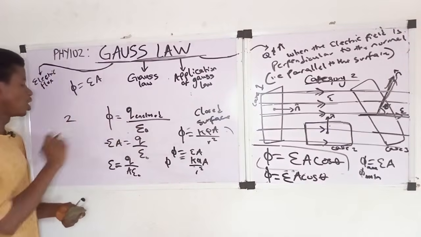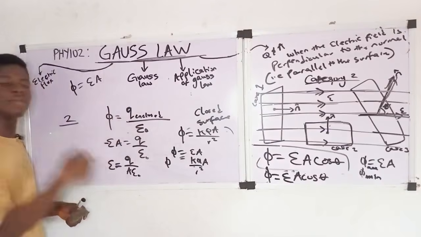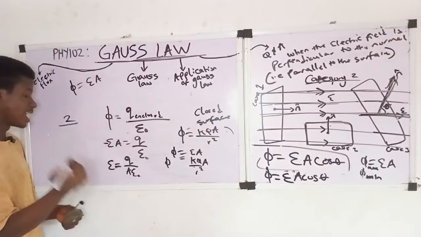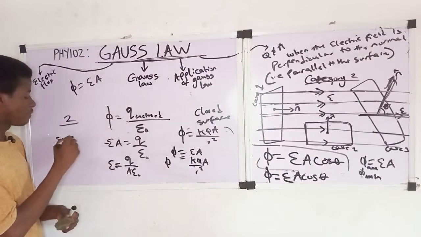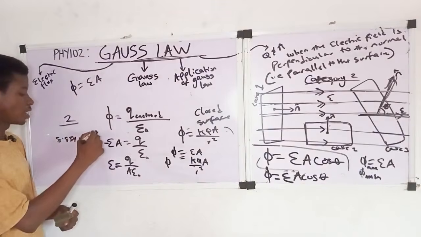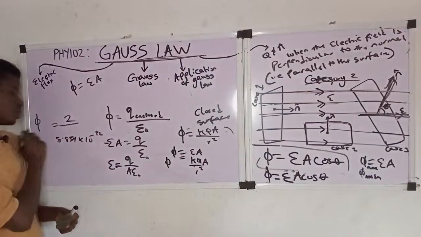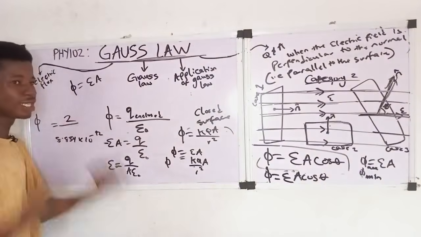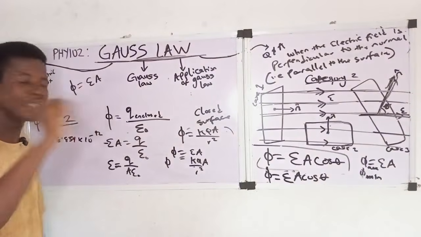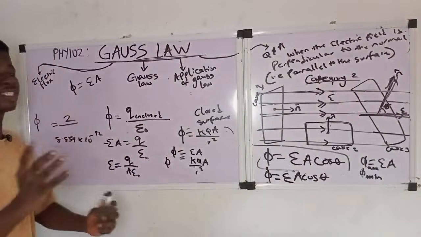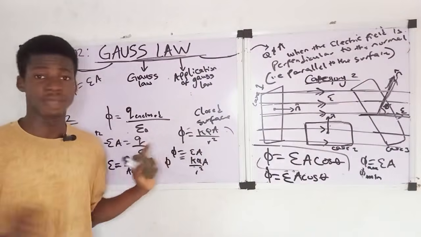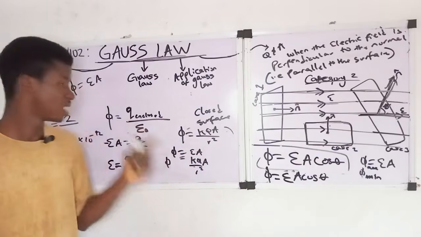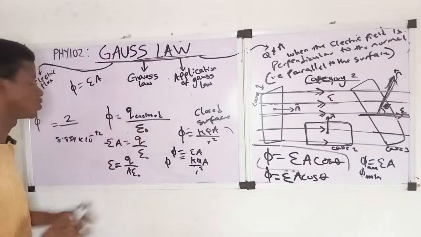Let's say the charge is 2. You put your charge divided by epsilon naught. Remember, what is epsilon naught? I told you, it's the permittivity of free space, which is 8.854 times 10 to the power minus 12. If you just do this, you get your answer, no matter the values they give you, as long as they give you the charge. It's not that you can't get the electric flux otherwise, but to be fast, once they give you the charge, divide it by epsilon naught, and you get your answer.